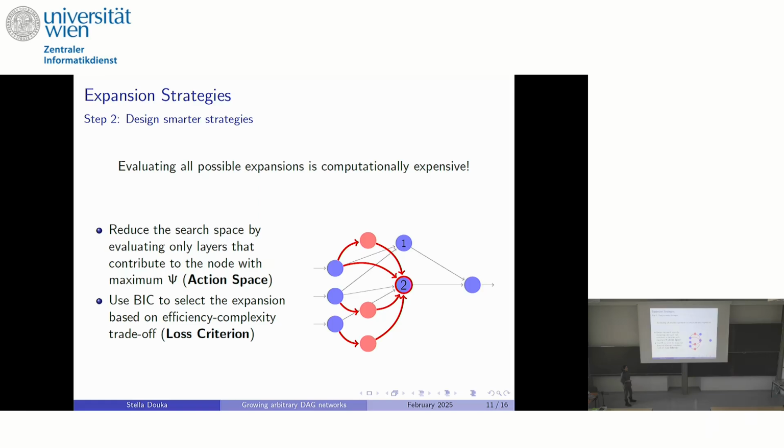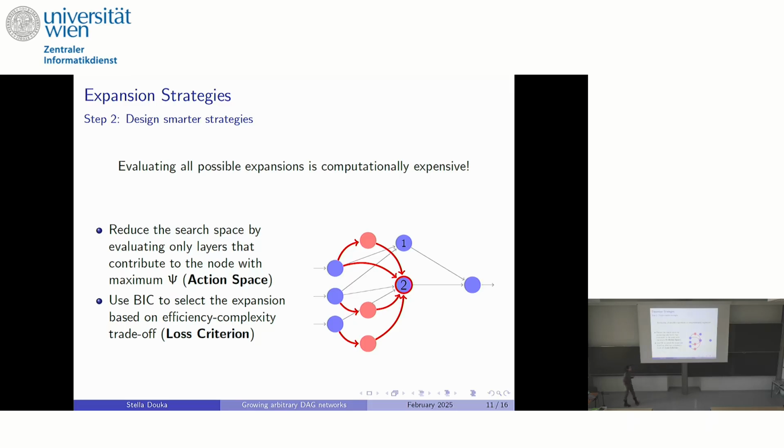And also we wanted a different loss criterion that takes into account the trade-off between complexity and efficiency. So we tested the Bayesian information criterion, so that we don't have a major increase in number of parameters with a very small decrease in loss, because this would not be worth the effort.